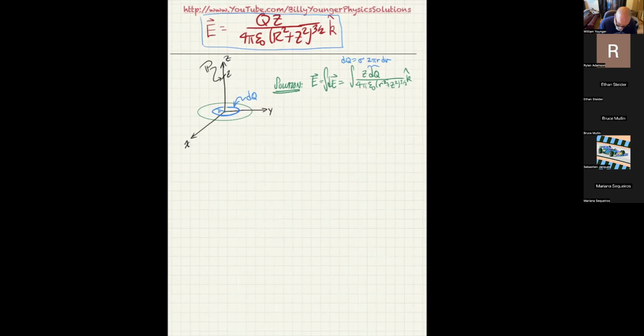Now, remember, this little ring has a finite thickness of dr. That's why it's 2 pi r dr, because we're imagining that if we cut that ring and laid it out flat, both sides of it would have a length of 2 pi r. Its thickness would be dr, so the area would be a rectangle, and its area would be 2 pi r times dr.